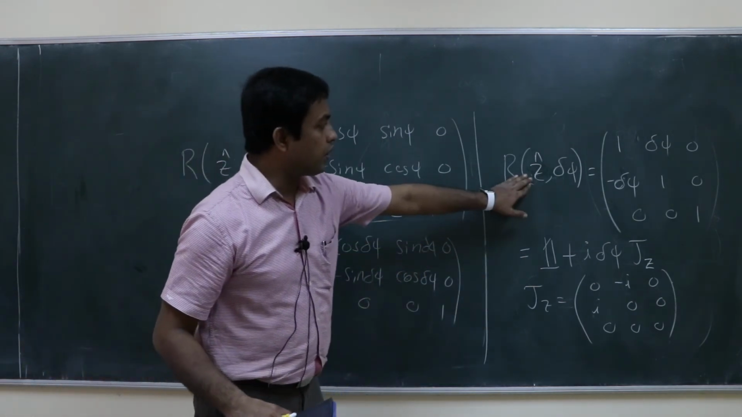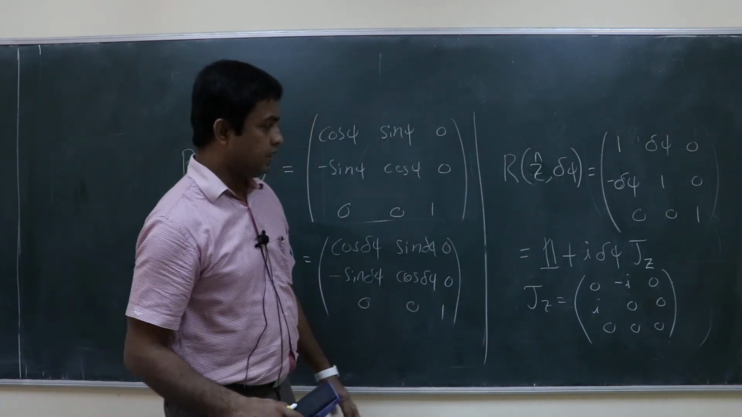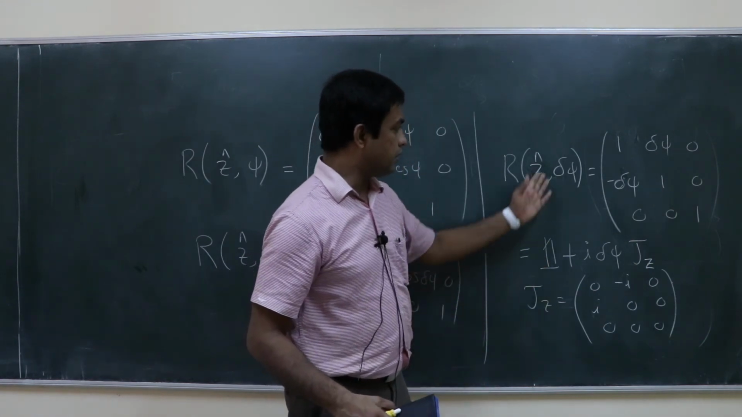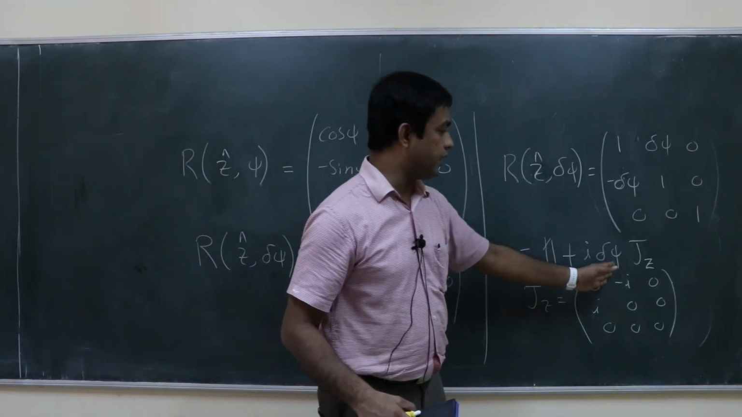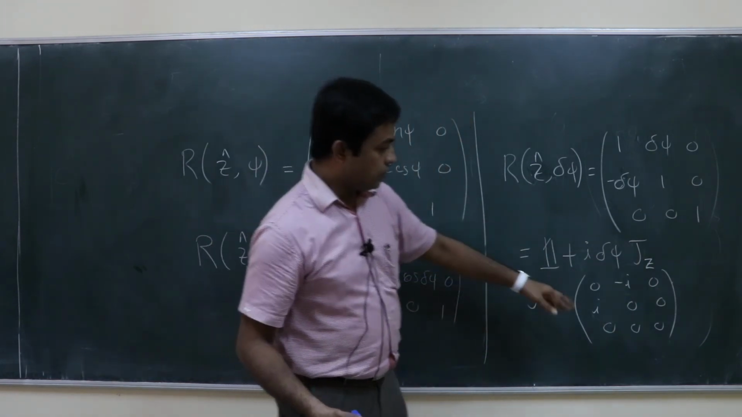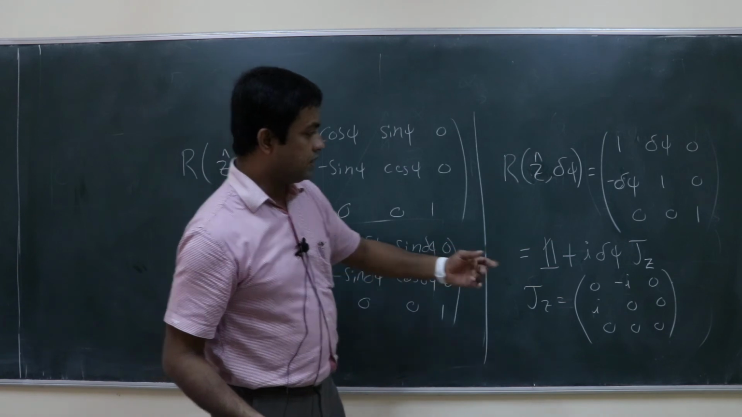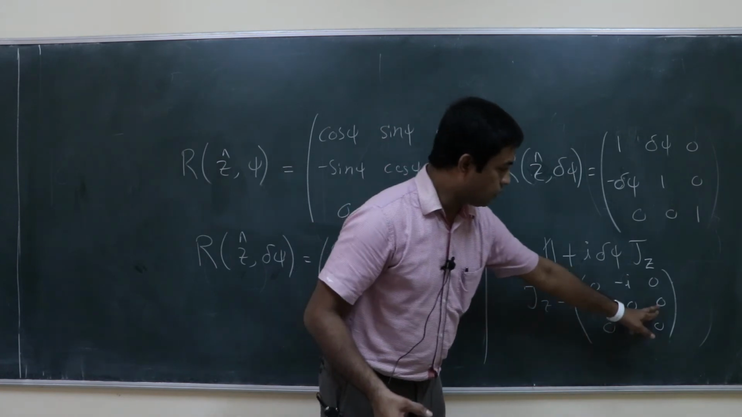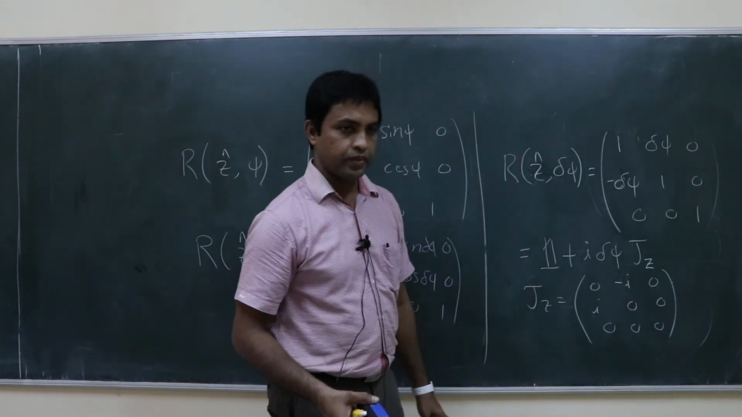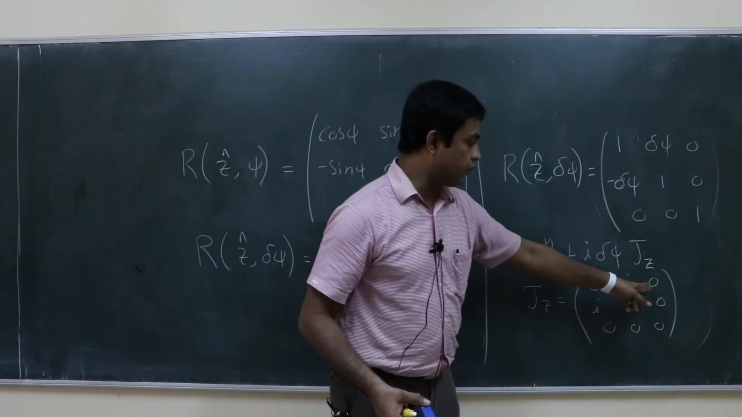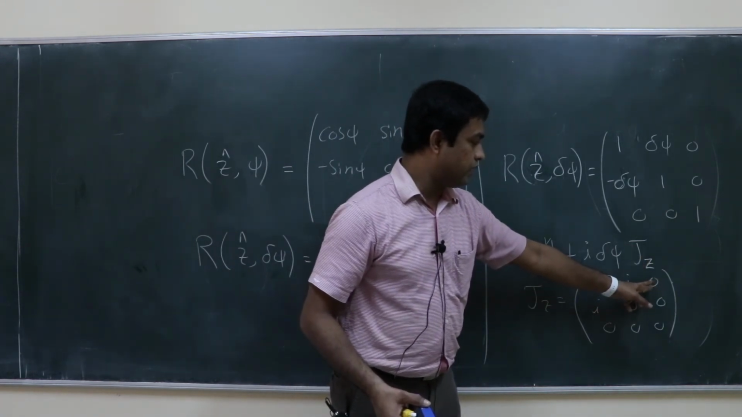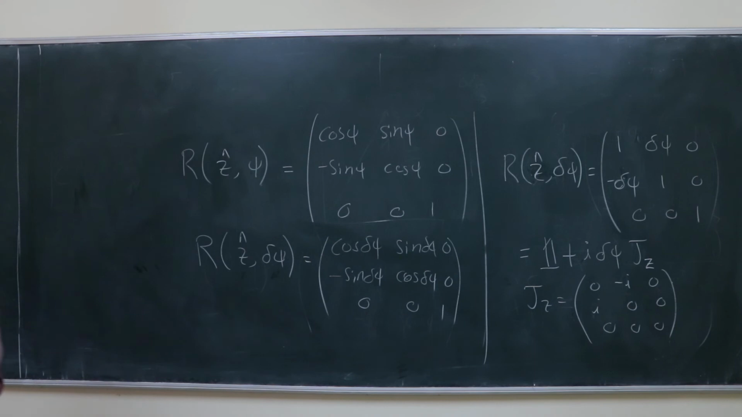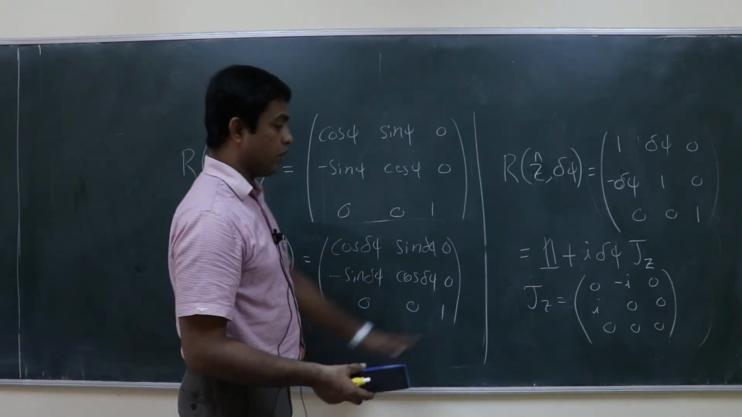So similarly for x cap and y cap you can get this. In the x case, I plus i delta psi jx. In the case of y cap, I plus i delta psi jy. So in that case, which terms will exist? Because this will be minus i, this will be plus i, and in the case of y-axis rotation, this will be plus i and this will be minus i. You can work out j1, jx, jy and jz. Already jz we have got here.